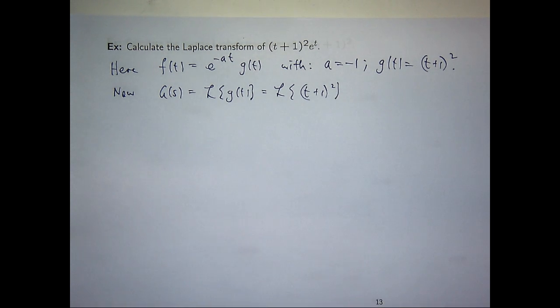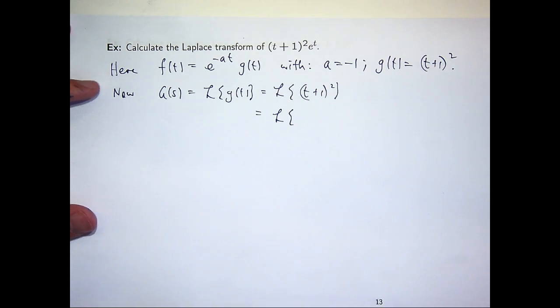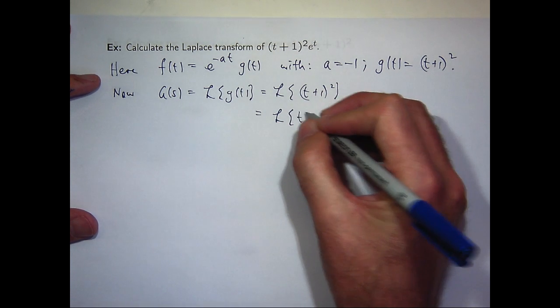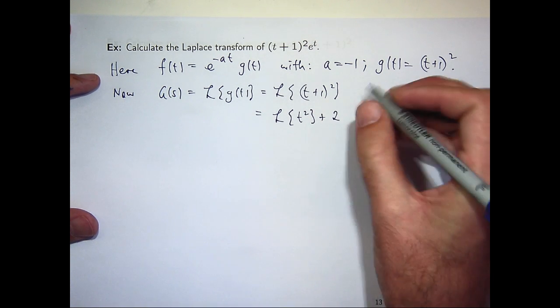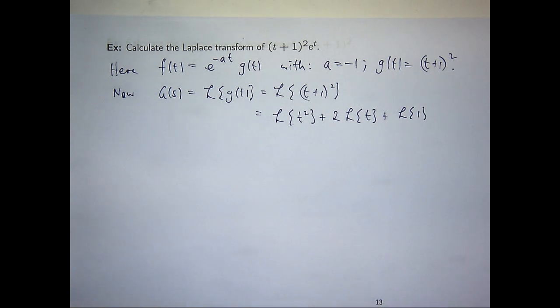Okay, so how to take the Laplace transform of t plus 1 all squared? Well, I'm just going to expand it into 3 terms and just do it from a table. So if I expand this, now remember the Laplace transform is a linear operator, so I can come up with the following. So now all I'm going to do is calculate those transforms individually using my table.